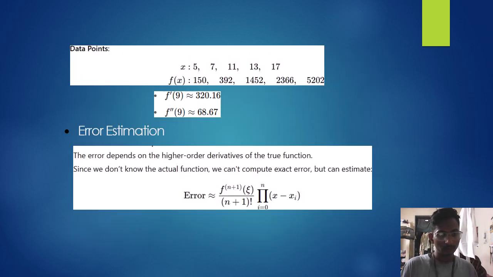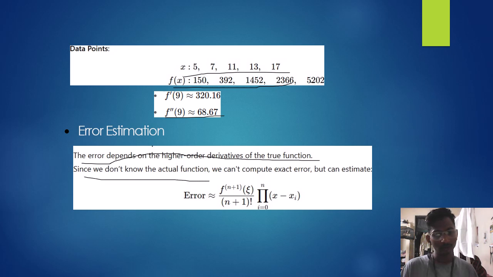Data points. So these are the data points, and the value of f(x) is 151 here. The f(9) belongs to nearly 320.16 and the double differentiation is 68.67. Error estimate: the error depends on the higher order derivative of the true function. Since we don't know the actual function, we can't compute the exact error, but we can estimate the error as equal to this.